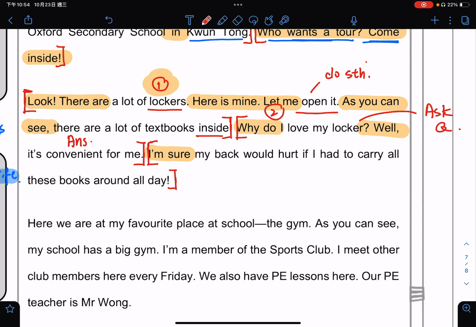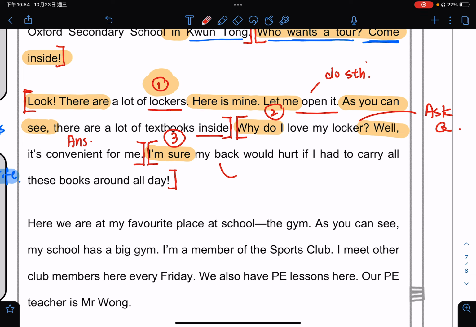Step number three, you talk about what you usually do with the school facilities. So with the locker, you carry all the books inside the locker daily, every day. So what are you going to do daily? And why is it good to have that school facility? In here, it is good because you will not hurt your back. You don't need to carry all the books.